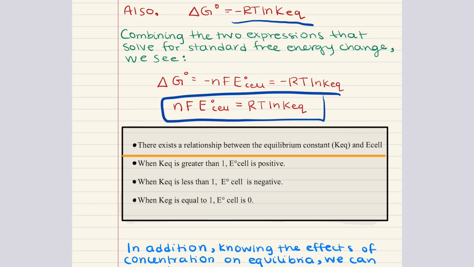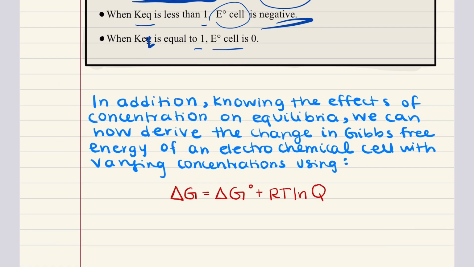Now we can say that when KEQ is greater than 1, E naught cell is positive. And when KEQ is less than 1, E naught cell is negative. And when KEQ is equal to 1, then E naught cell is 0. So this equation provides a direct link between the spontaneity of an electrochemical reaction, the cell potential, and the position of equilibrium.